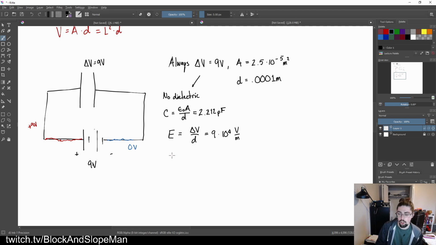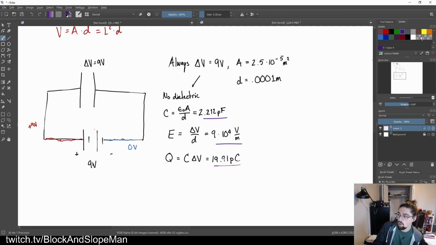And then finally, for the charge on the capacitor, we'll go with our old definition: Q equals C times delta V. To find 19.91 picocoulombs. So those are our three values for a regular parallel plate capacitor.